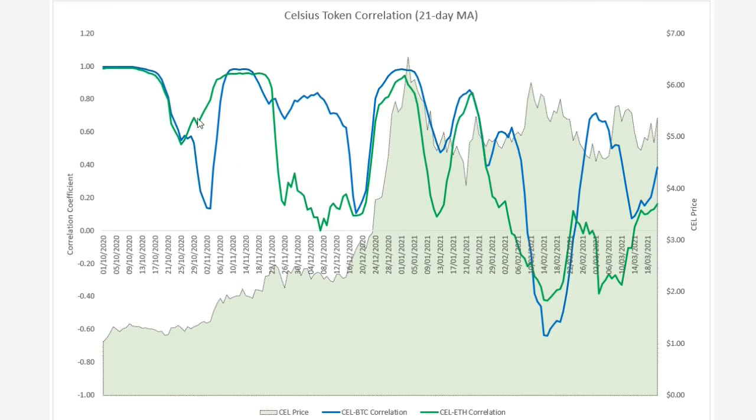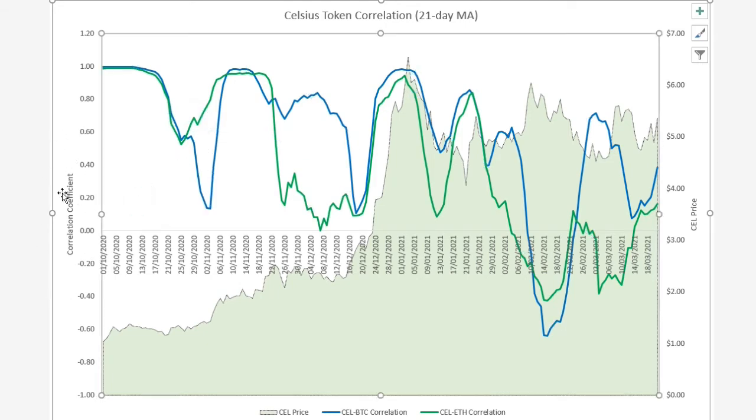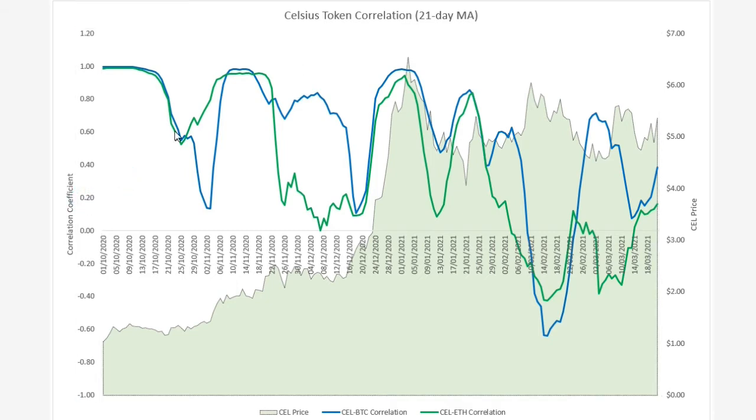With these line charts here, these are the correlation coefficients calculated. The blue one shows CEL against BTC, whilst the green one shows CEL against Ethereum. What's worth noting is that these correlation coefficients are based on a 21-day moving average.